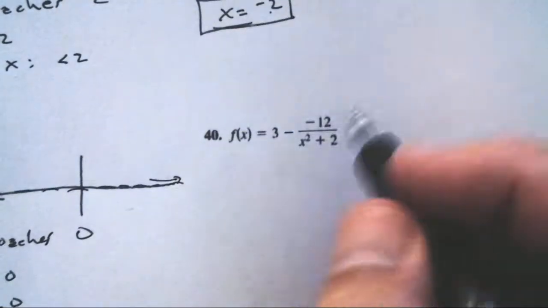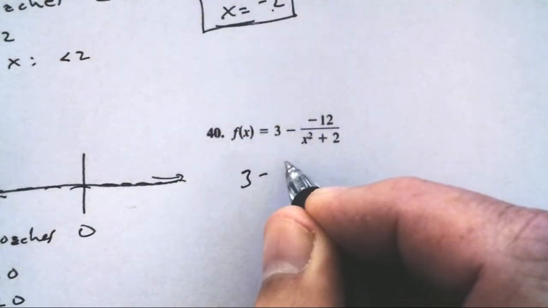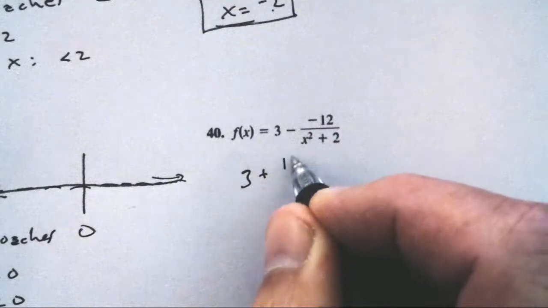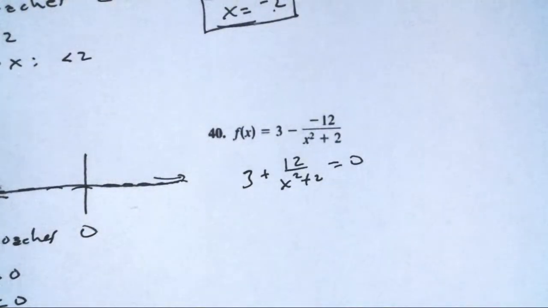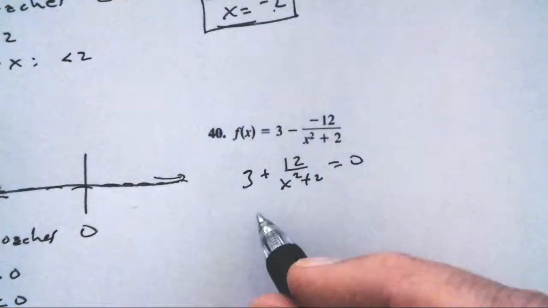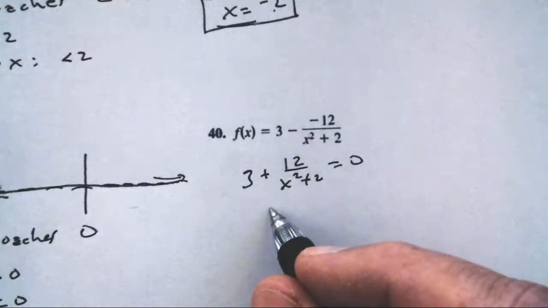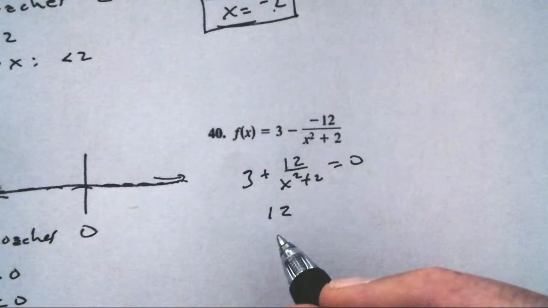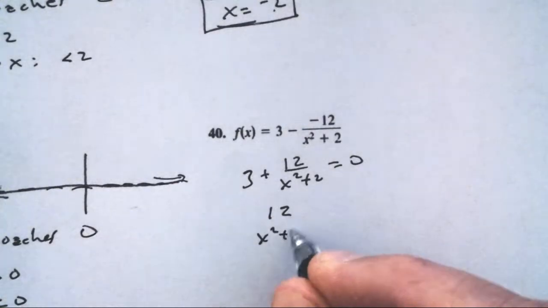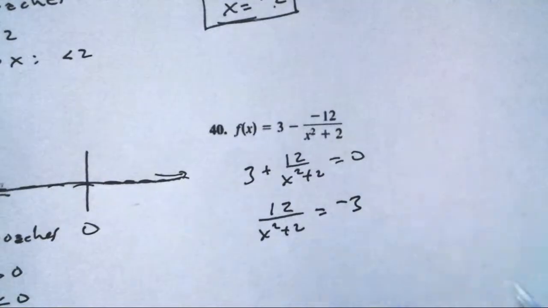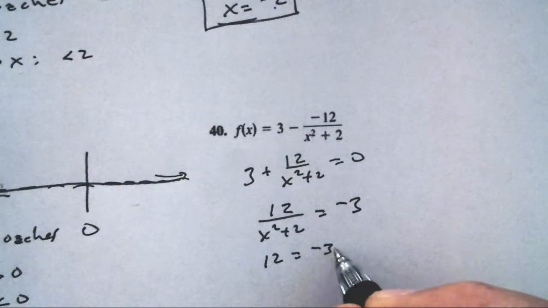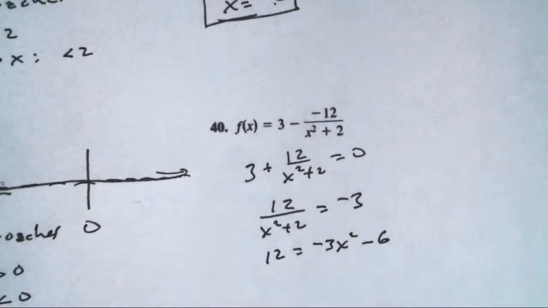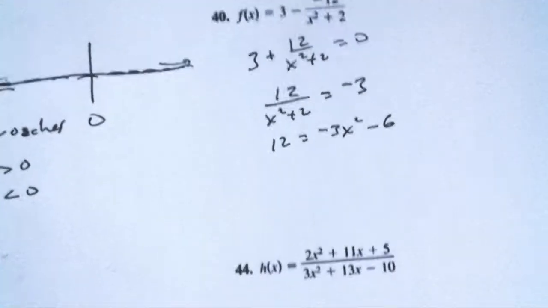Okay, in this case, we're trying to find the zeros. If I set 3 plus 12 on x squared plus 2 equals 0, we'll solve this for x squared, or just for x. I'm going to subtract 3. I get 12 on x squared plus 2 equals -3. I cross multiply: 12 equals -3x squared minus 6.